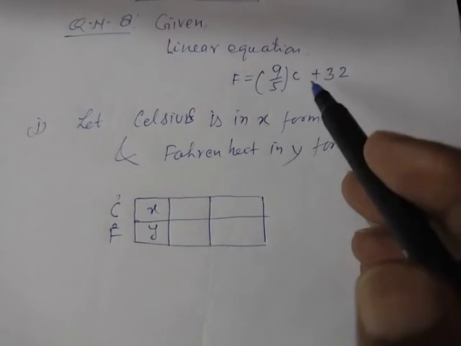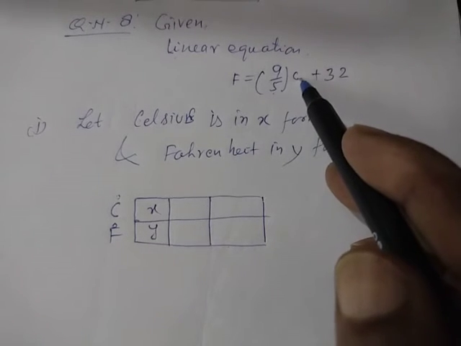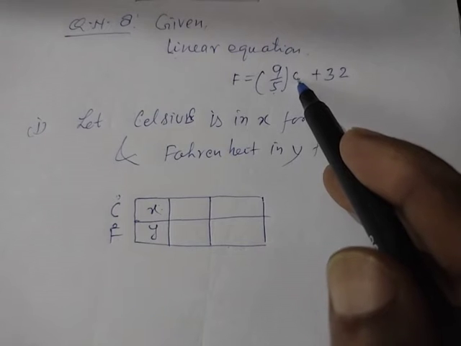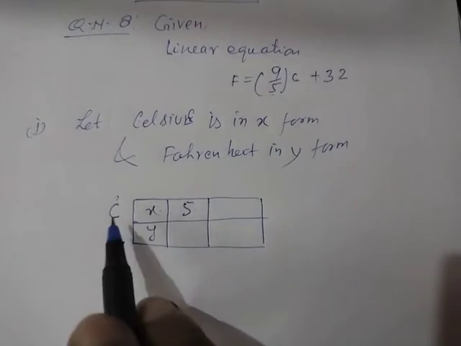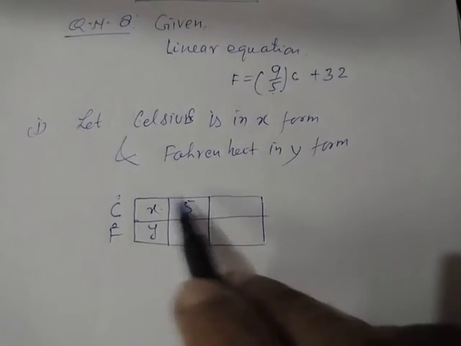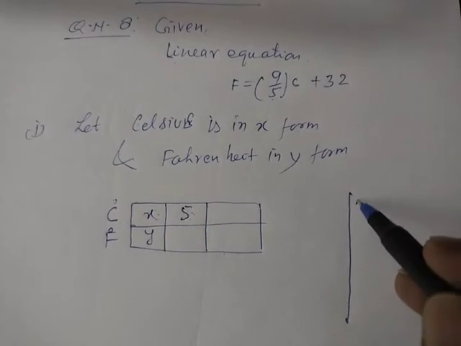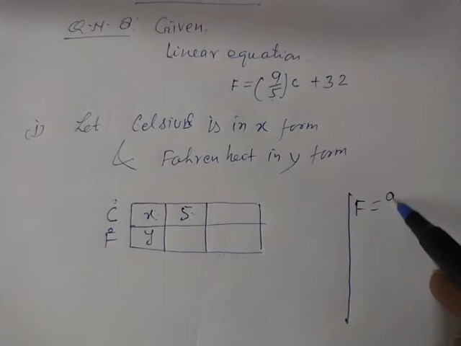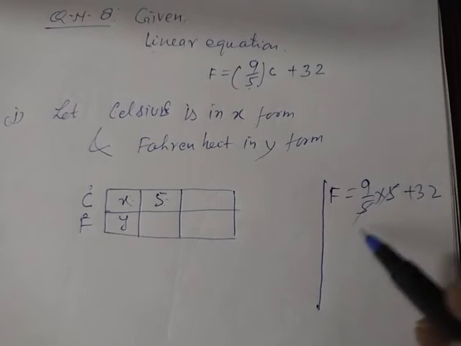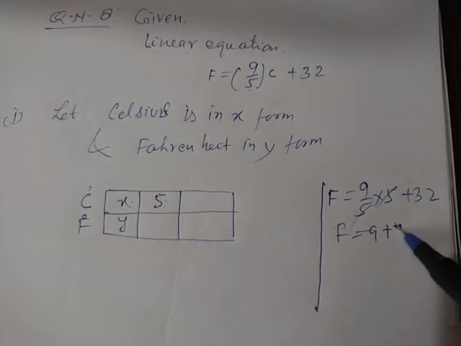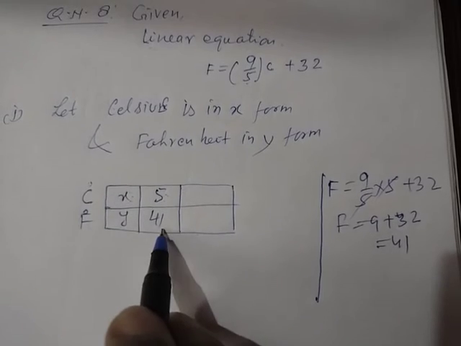Okay. Now student, you see here. If Celsius scale will be x, we put C as 5, meaning the value of x as 5. Then you put F is equal to 9 upon 5 into 5 plus 32. That is cancelled. Now F is equal to 9 plus 32 equal to 41. So y is 41, Fahrenheit is 41.